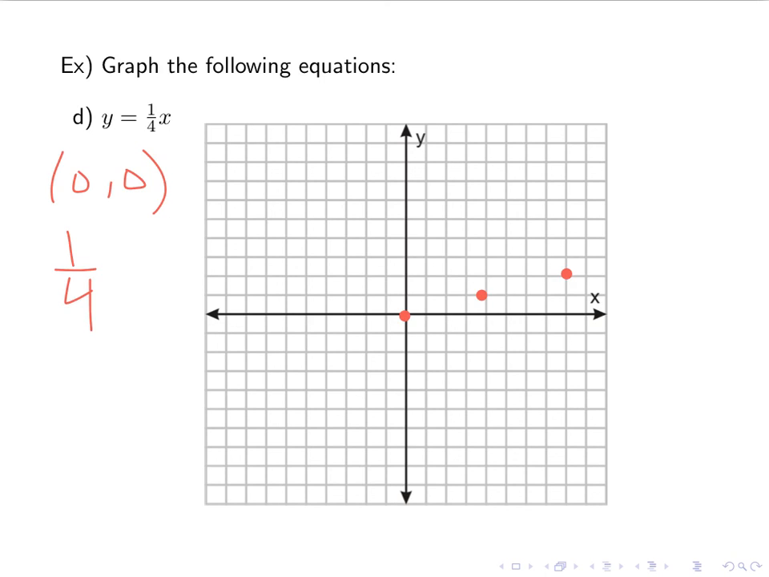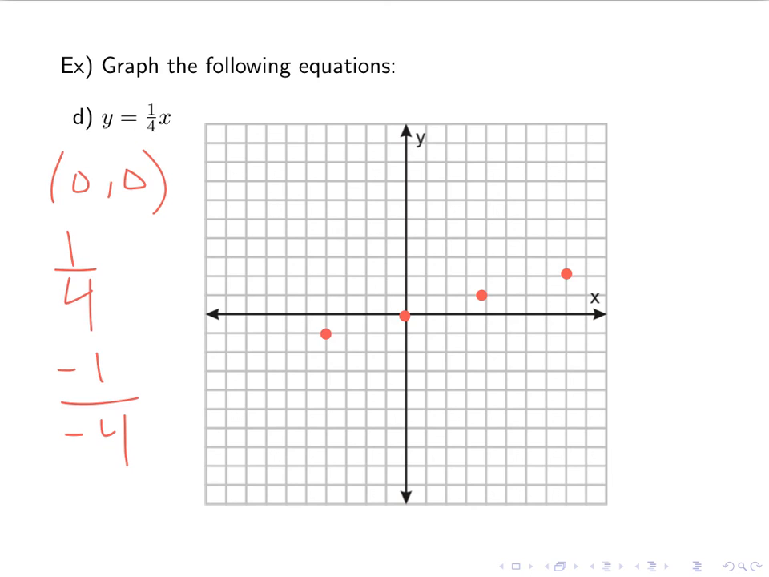It's really hard to make these accurate. Or, again, I could also say that it's -1 over -4. Any fraction that's equivalent to 1/4 will work. So if I go back to my y-intercept, which is the origin, and I use -1 over -4, I'm going to go down 1 and to the left 4. That will give me that point.